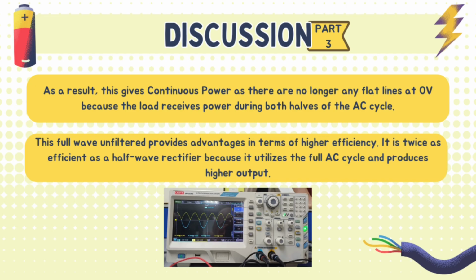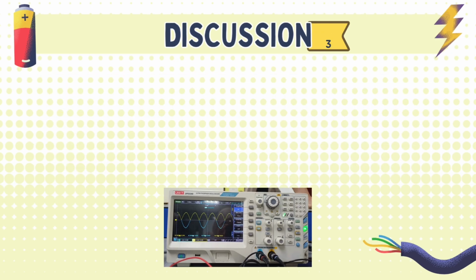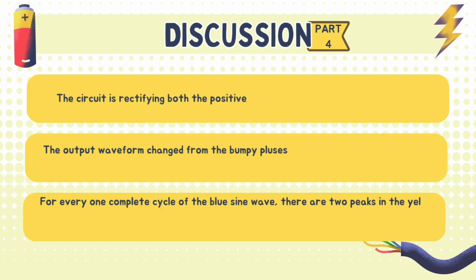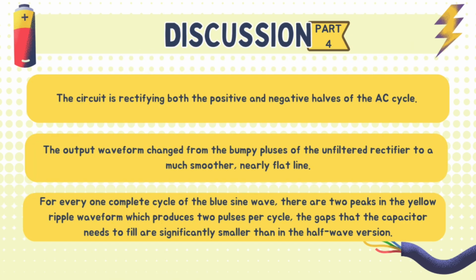This full-wave unfiltered rectifier provides an advantage in terms of higher efficiency, as it is twice as efficient as the half-wave rectifier, because it utilises the full AC signal and produces higher output. It delivers double the average DC voltage and power to the connected device. In part 4, the circuit is rectifying both the positive and negative halves of the AC cycle.